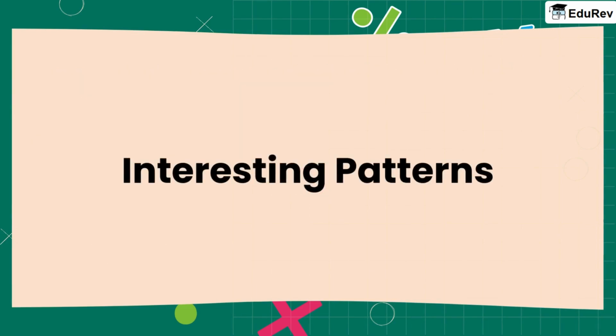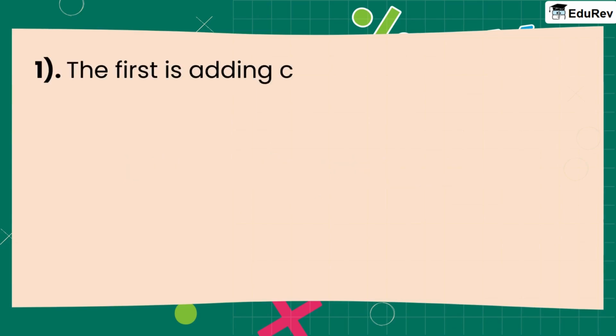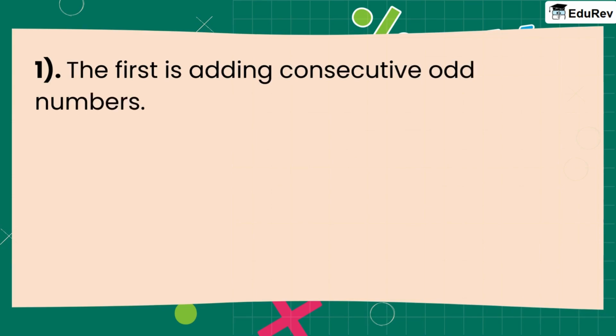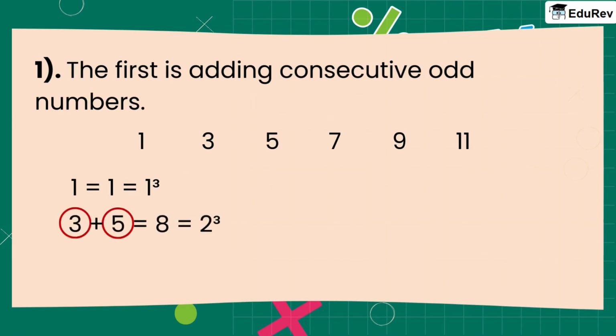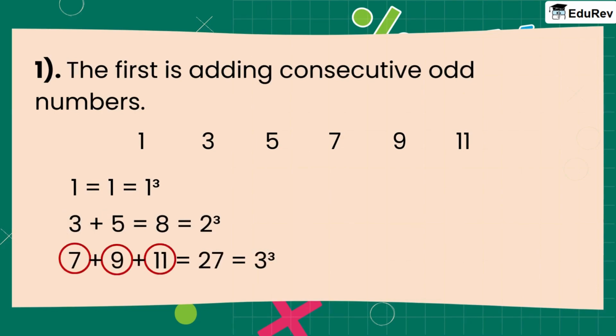Now moving on, let's see some interesting patterns. The first is adding consecutive odd numbers. Let's observe. This is the list of consecutive odd numbers. Let's take 1 first. 1 is itself a perfect cube. Next, we take the next 2, 3 and 5. The sum is 8, and it is a perfect cube of 2. The sum of the next 3, 7, 9, 11 comes out to be 27, and it is also the cube of 3, and hence is a perfect cube.